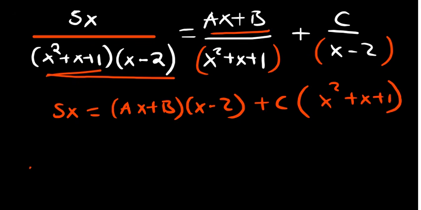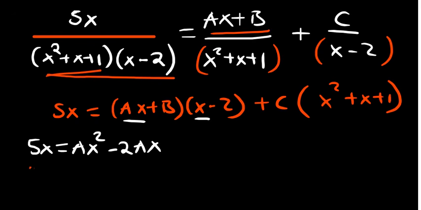Okay, so we can use the previous method that we've worked with by just expanding this. So we basically have 5x being equal to ax multiplied by x, which is going to be ax squared. Ax by the 2 is going to be minus 2ax. B multiplied by x is going to be bx. B multiplied by minus 2 is minus 2b.